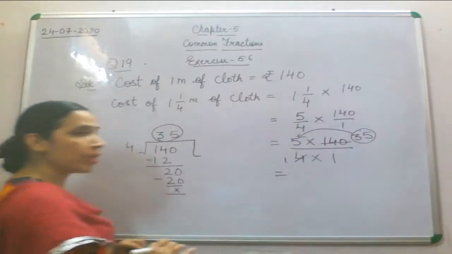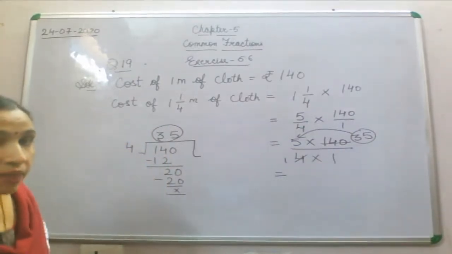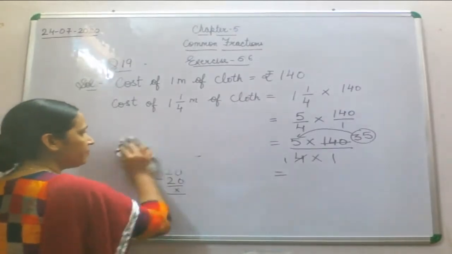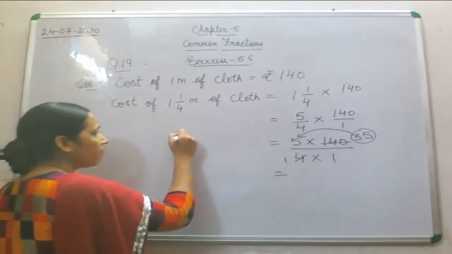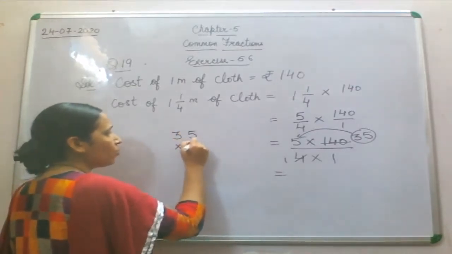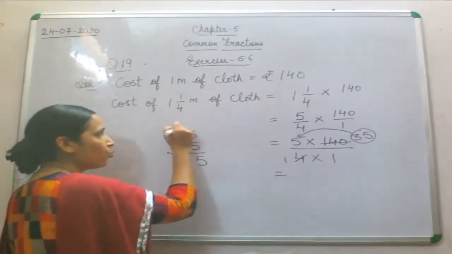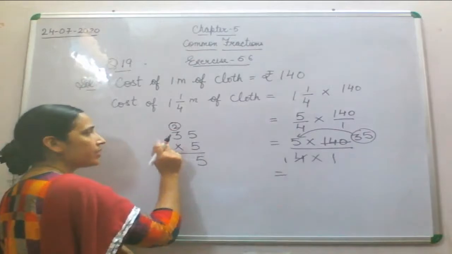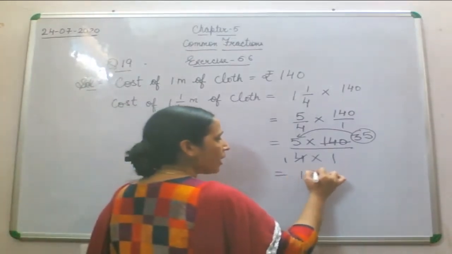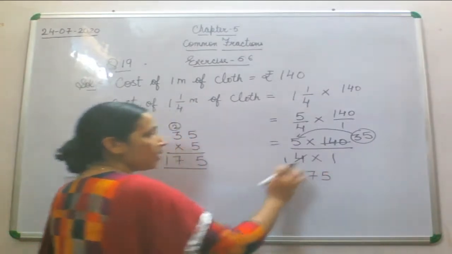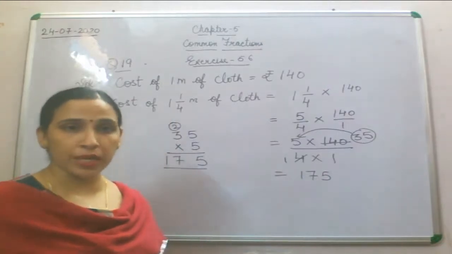So what are we going to get? Let's do the multiplication now. 35 will be multiplied by 5. Let's start doing multiplication here. 35 will be multiplied by 5 now. 5 5s are 25. We'll write here 5. 2 will be carried here. 5 3s are 15, 16, 17. So what you will get? 175. In the denominator you have been left with 1. That is not necessary to write down.